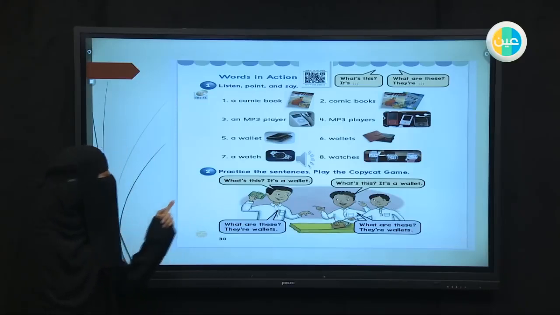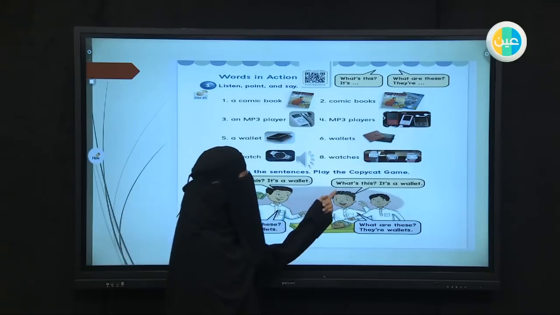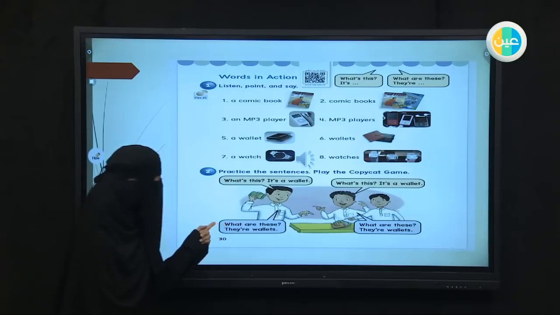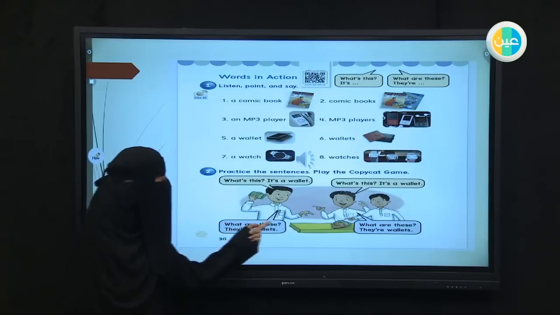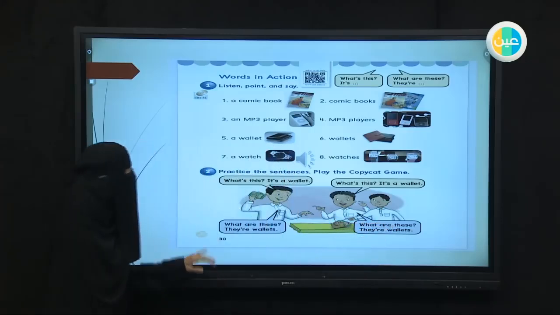Let's start. What's this? It's a wallet. So what do you say? You say, what's this? It's a wallet. Good. Let's do number 2. What are these? They're wallets. What are these? They're wallets. Excellent. Well done.